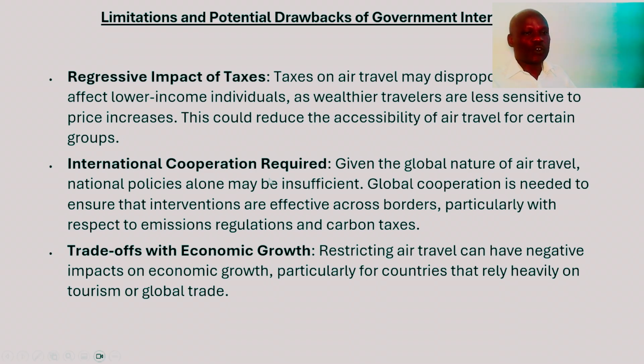Then international cooperation required. Given the global nature of air travel, national policies alone may be insufficient. Global cooperation is needed to ensure that interventions are effective across borders, particularly with respect to emissions, regulations, and carbon taxes. So this is an international territory, and even if one particular country decides to make rules, those rules may not work outside their boundaries. But if there is international cooperation, then they can apply across the boundaries.